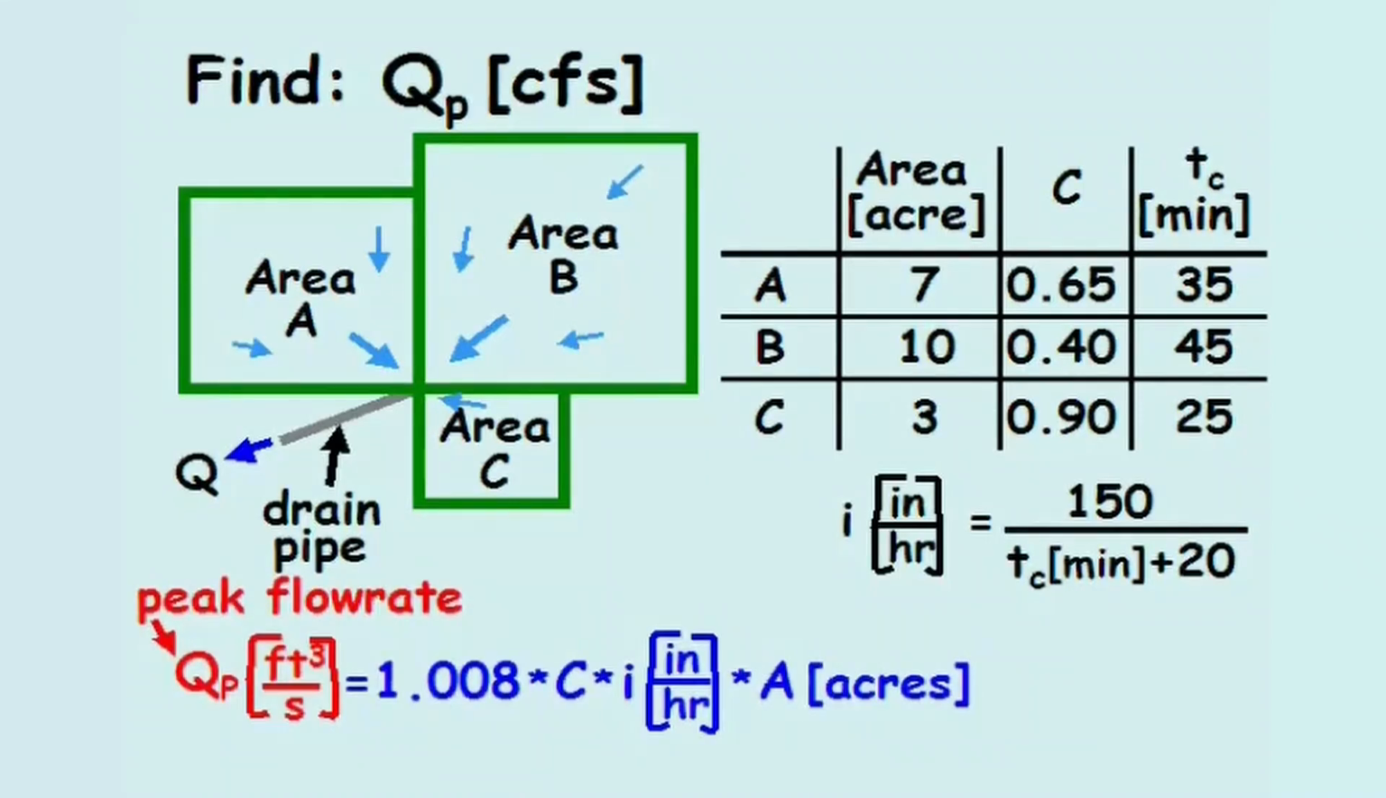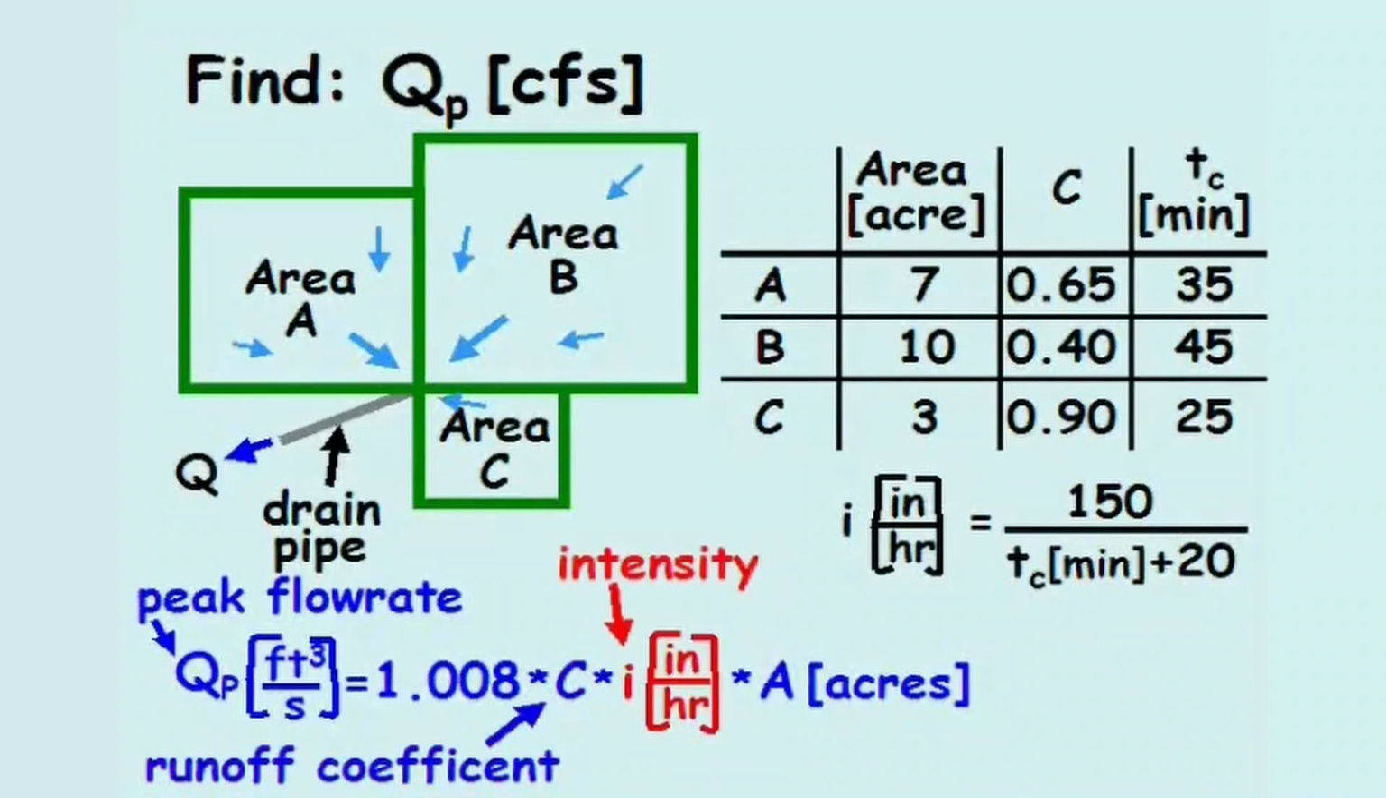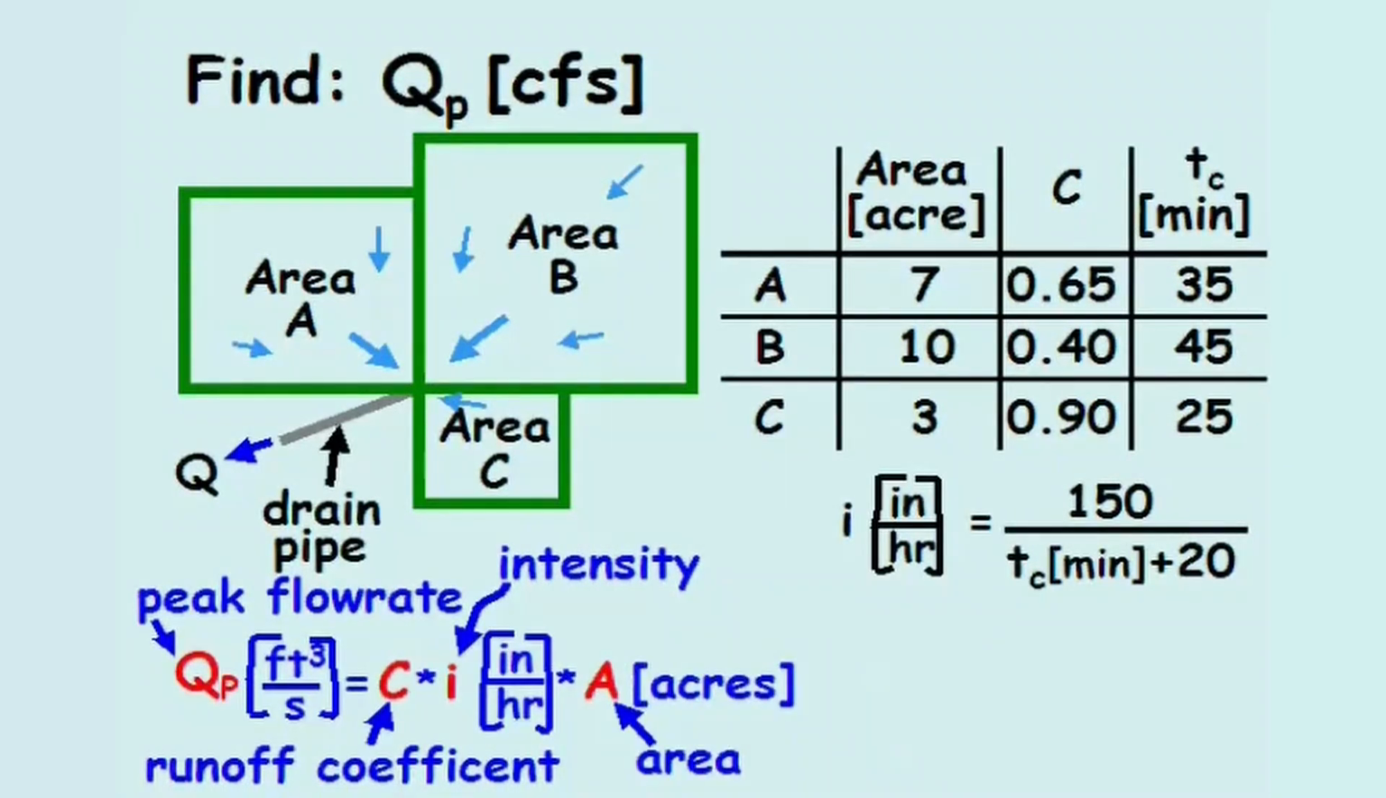The peak flow rate, Q sub p, in cubic feet per second equals 1.008 times the runoff coefficient, C, times the intensity, I, in inches per hour, times the shed area, A, in acres. Considering the precision of the factors, the 1.008 term is usually rounded to 1, and the equation becomes Q sub p equals C times I times A. Let's begin with the area.